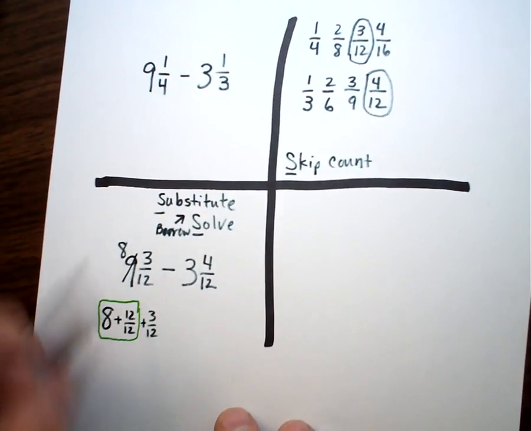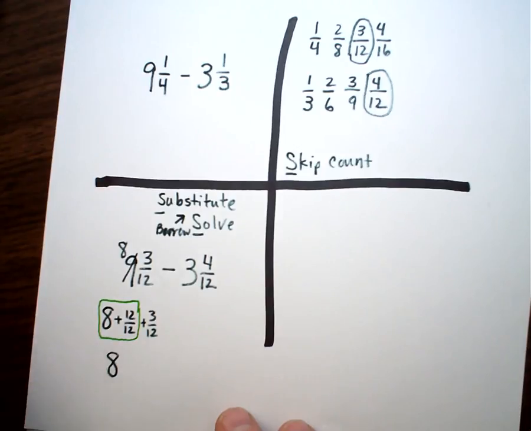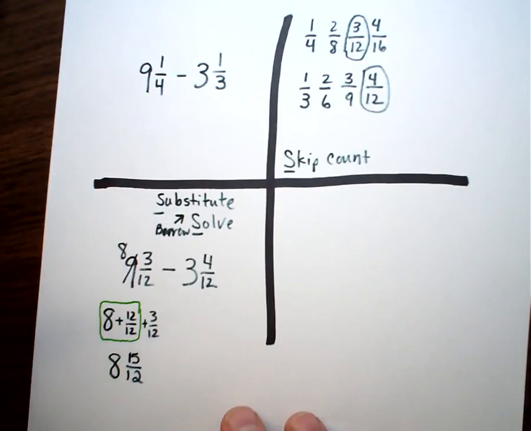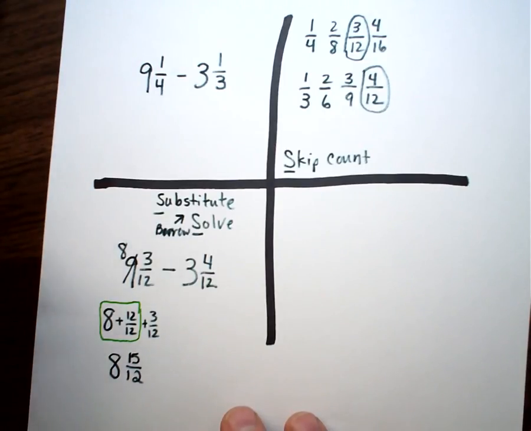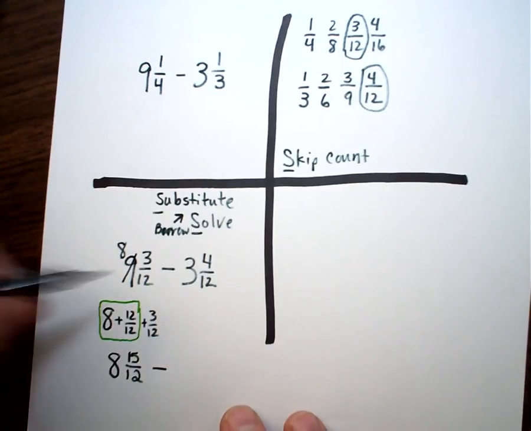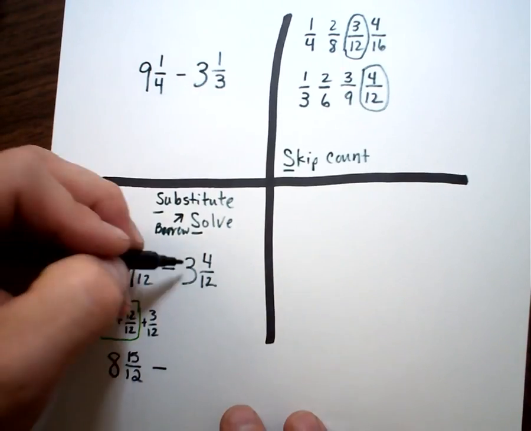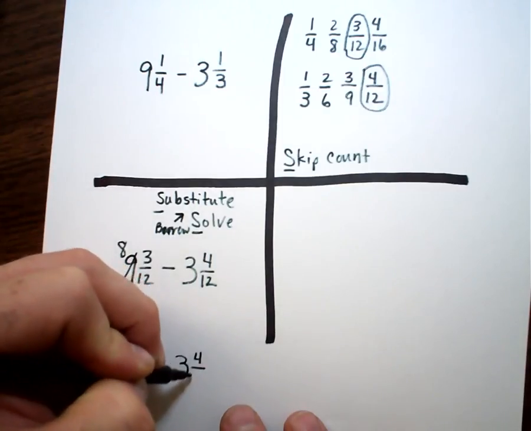Let's simplify that a little bit. 8 is going to stay the same, but we're going to add these two numerators. We're going to add 12 and 3, which is 15, and the denominator stays the same. So 8 and 15/12 is equivalent to 9 and 3/12. We just rearranged one whole, moved it from the whole number to the fraction. And then the second part we don't need to do anything to. We'll just rewrite it. 3 and 4/12.